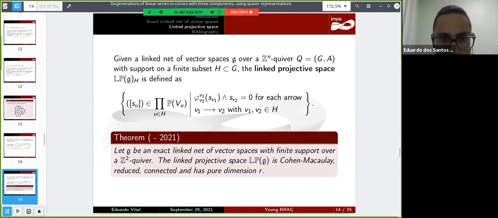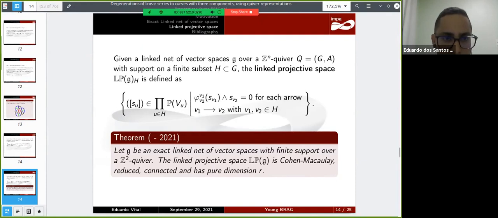All right. Thus the theorem is: let G be an exactly linked net of vector spaces with finite support over a Z2 quiver. Then the linked projective space LPG is Cohen-Macaulay, reduced, connected, and has pure dimension R.